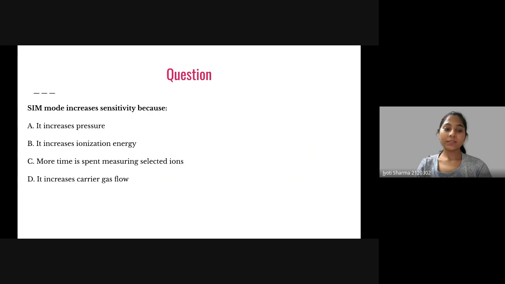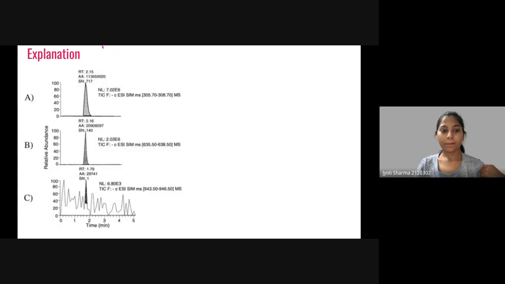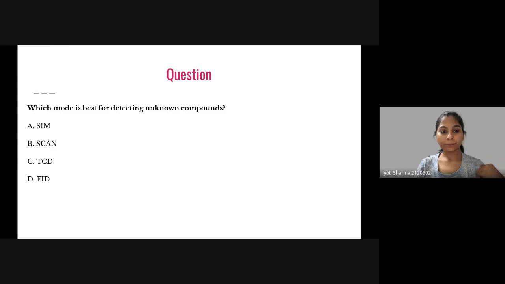Yeah, so C answer is the right one because in SIM mode, we are not focusing on each and every peak, but we are just focusing on some particular ion and some particular peak only. And that's how we are spending more time on selected ions, and that's how the sensitivity of the SIM will be increased. Yeah, so I think this is now clear.